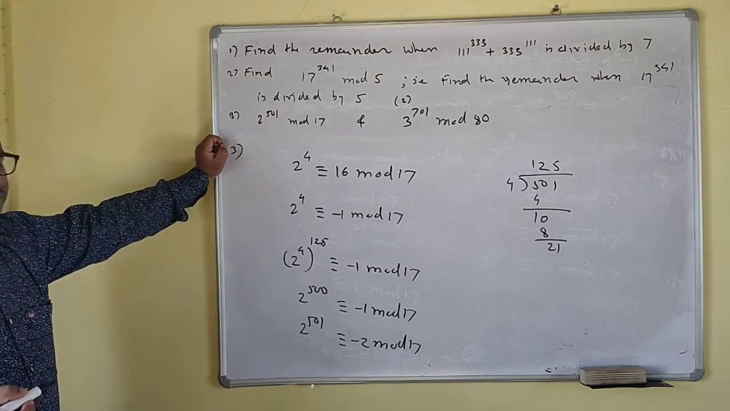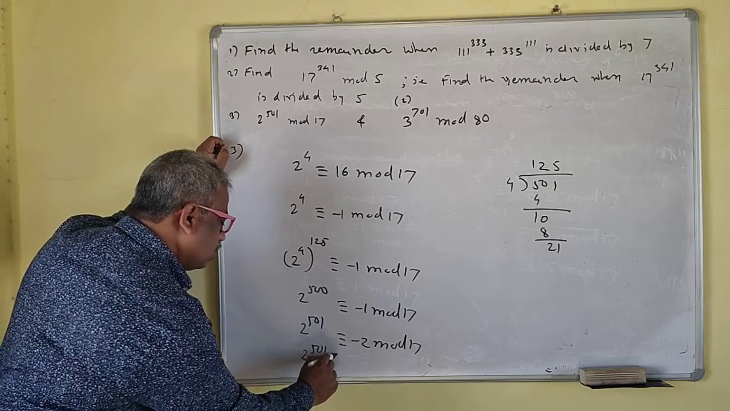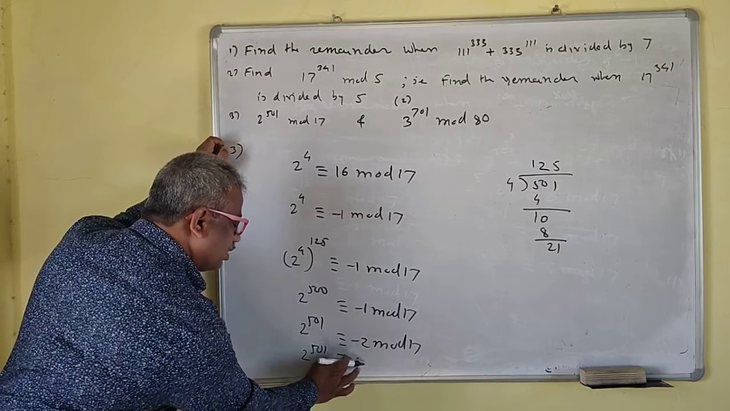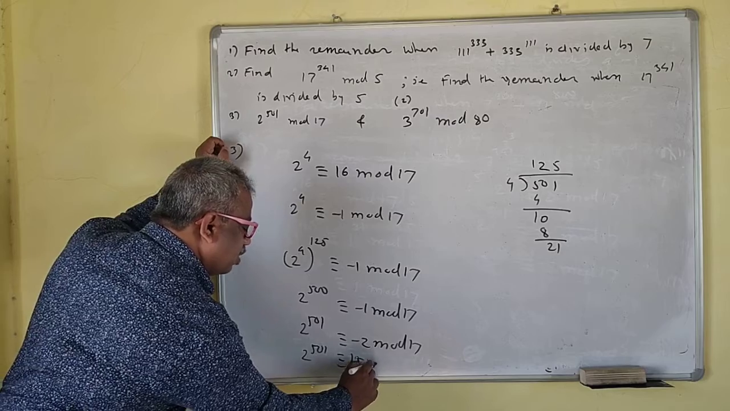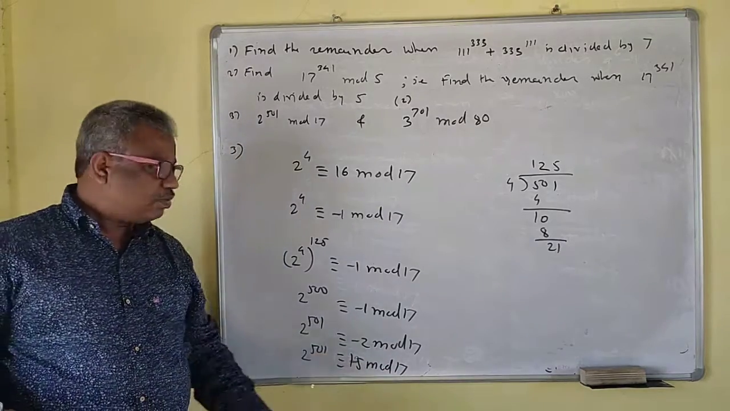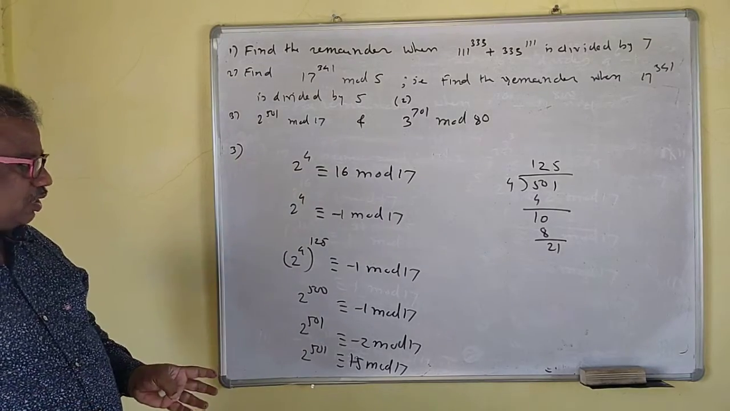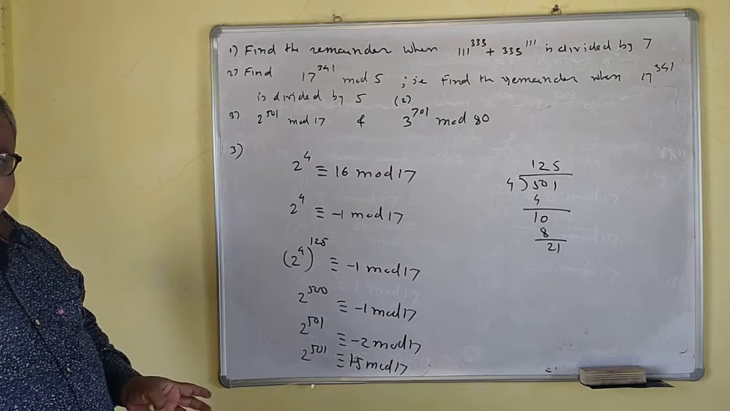Both ways we can solve this one. Minus 2 is nothing but 15, so this is very easy now. This is not minus now. Minus 2 is nothing but 15, the positive term. So 15 is the remainder of this. Right. So both the solutions are correct. Both ways we can solve the problem.